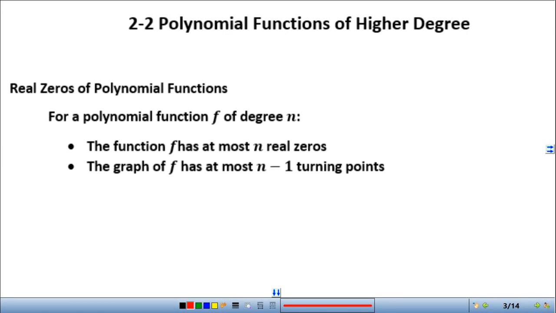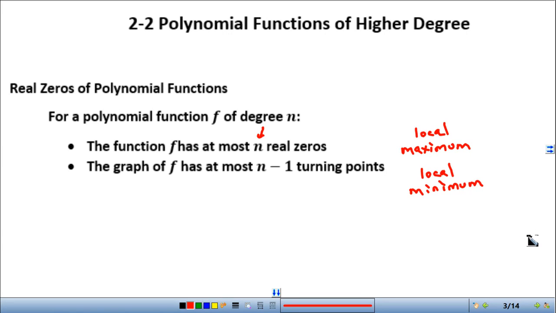So you need to find the real zeros of polynomial functions. For a polynomial function f of degree n, the function has at most n real zeros, and the graph of f has at most n minus 1 turning points. Now, when I say a turning point, I mean a local maximum or a local minimum.